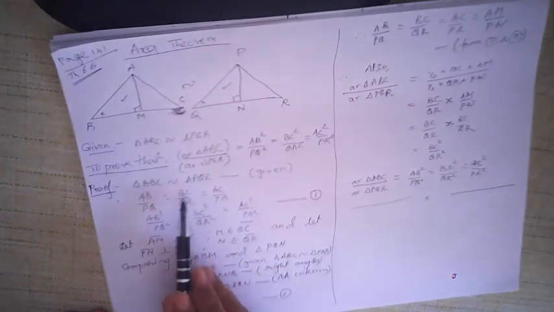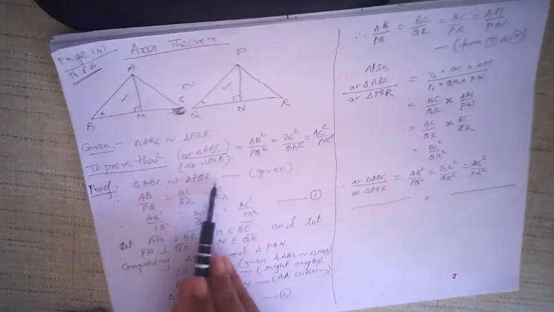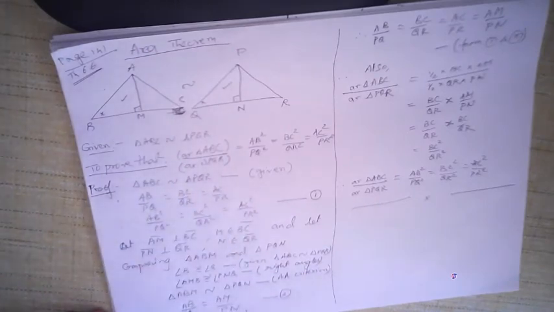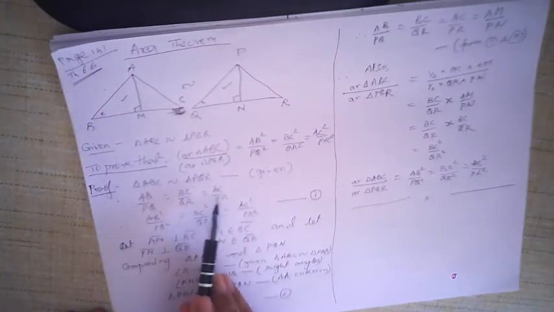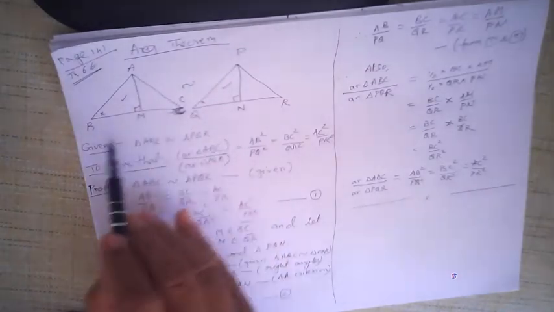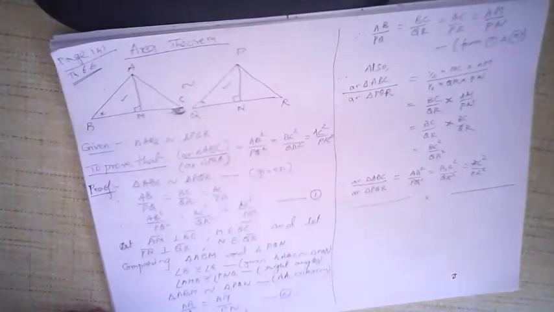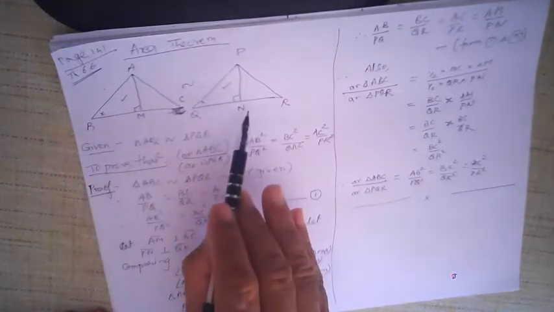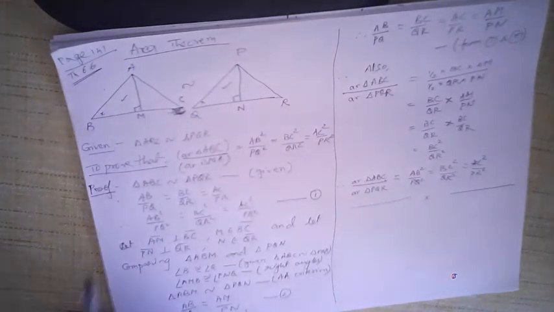First, begin with the proof. Begin with what is given. Triangles are similar, then the ratio of the corresponding sides is the same. AB upon PQ, BC upon QR, AC upon PR. Square them up. Is the same. Let this be result number 1. Now let AM be perpendicular to BC, PN be perpendicular to QR, where M belongs to BC, N belongs to QR. Why we have taken perpendiculars?